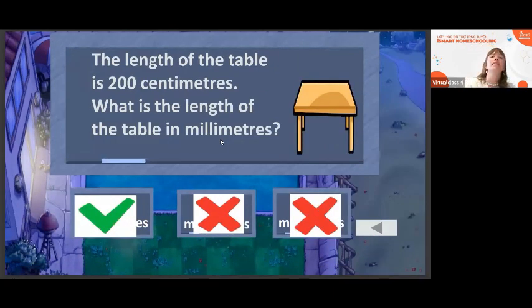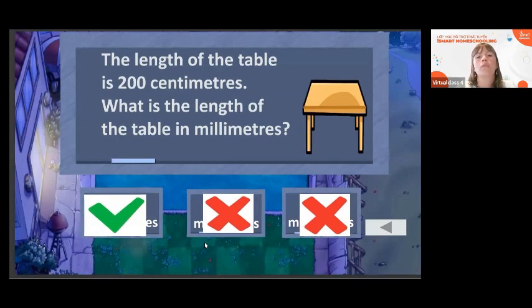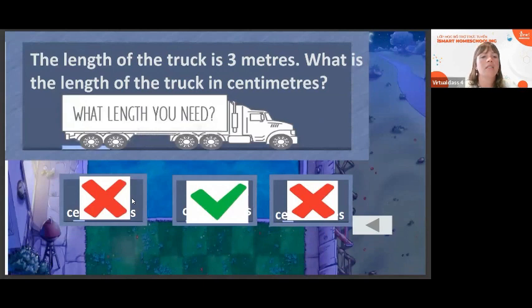The length of the table is 200 centimeters. What is the length of the table in millimeters? So remember, centimeters is bigger than millimeters. There we go. So we will use 2,000. There we go. 2,000 millimeters. Great. All right, let's look at the next one.